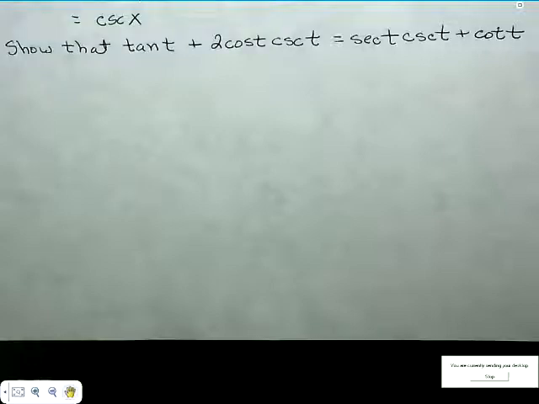All right, eeny, meeny, miny, mo, nothing leads me to believe one of those sides would be easier to work with than the other. So if that's the case, I just usually start with the left-hand side.